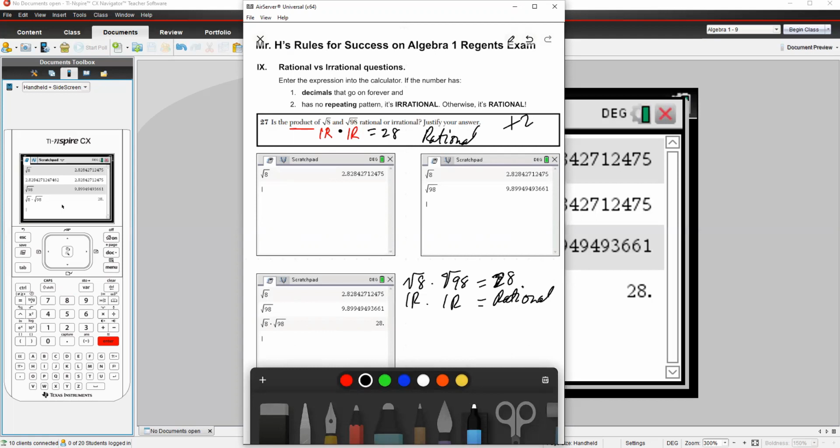So again, whatever number they give you, it could be a fraction, it could be a decimal, it could be negative, but once you put it into the calculator, if it's a decimal that goes on forever and doesn't have a repeating pattern, then that means it's irrational. Everything else is rational. That's the best way to answer that question. No memorizing a bunch of formulas.